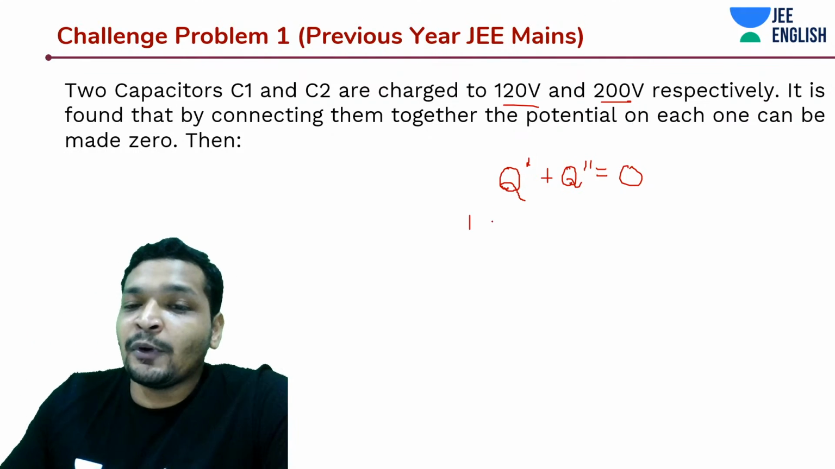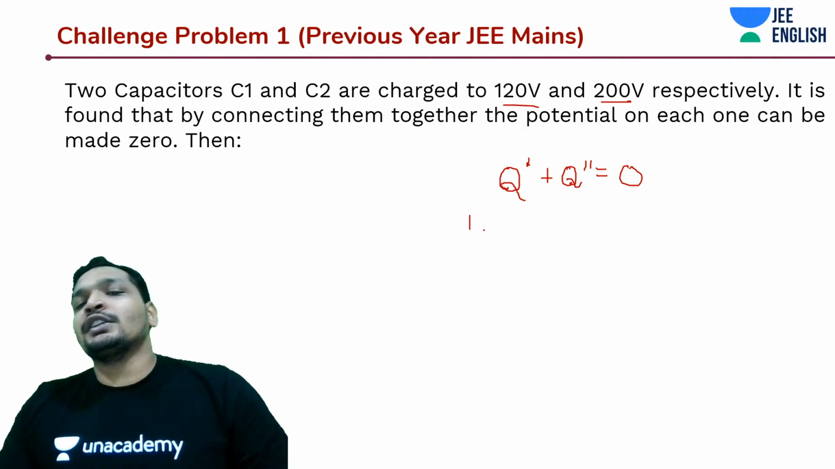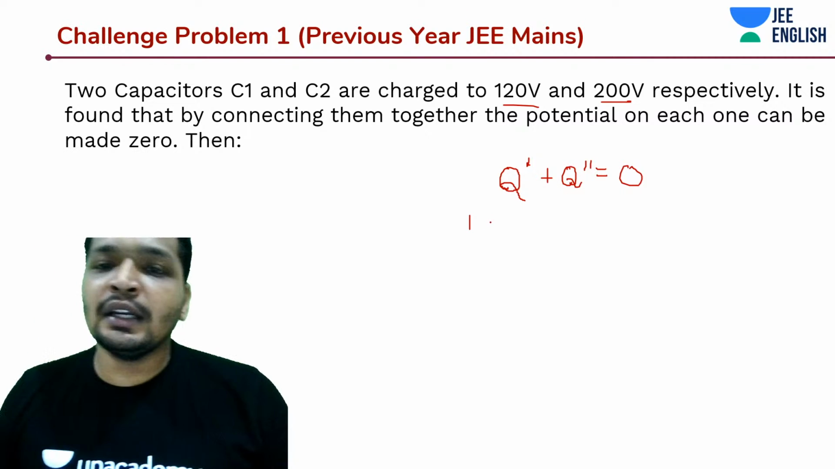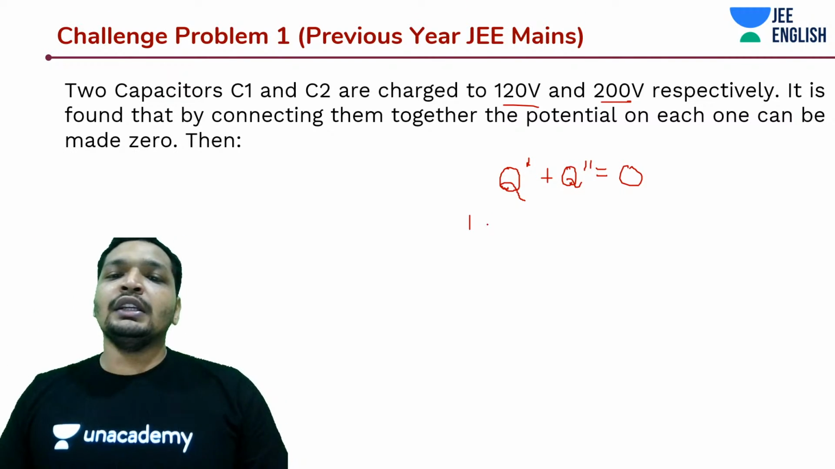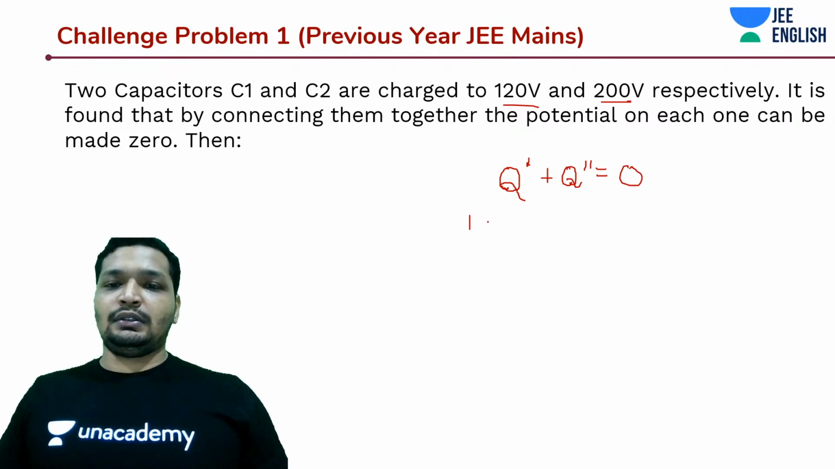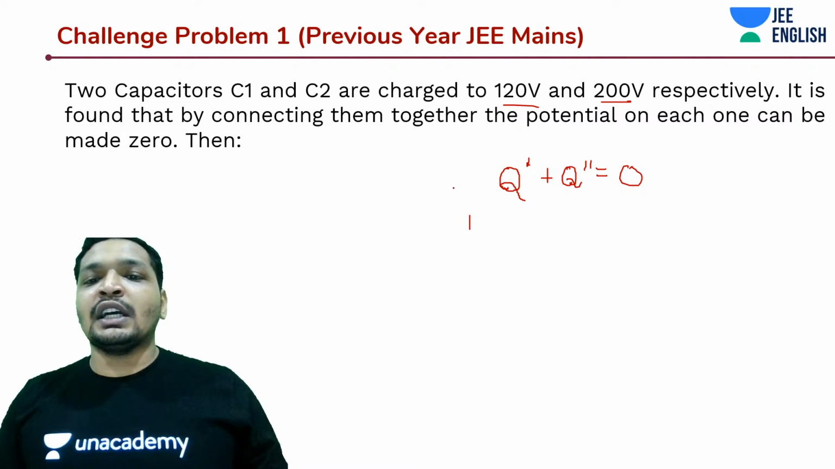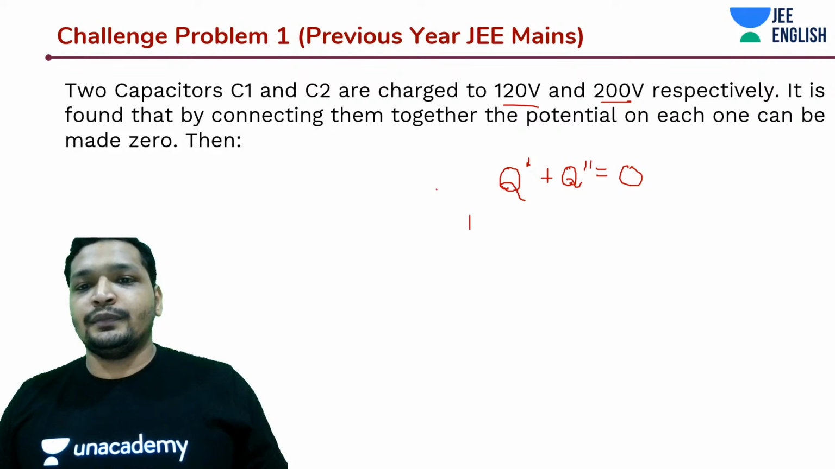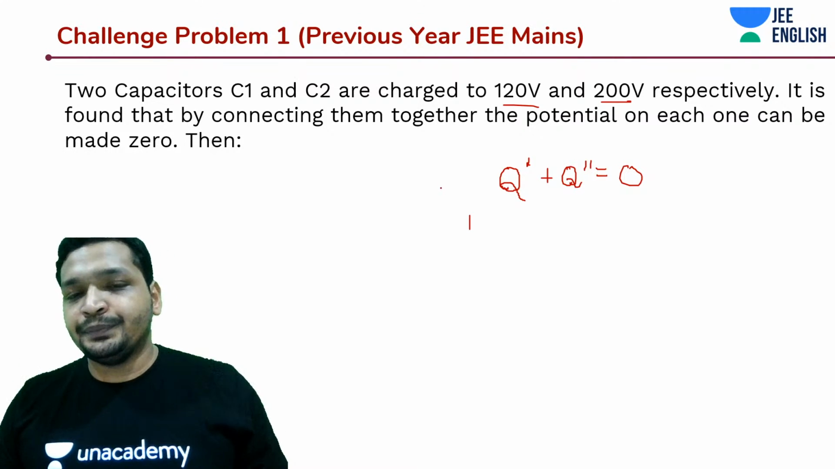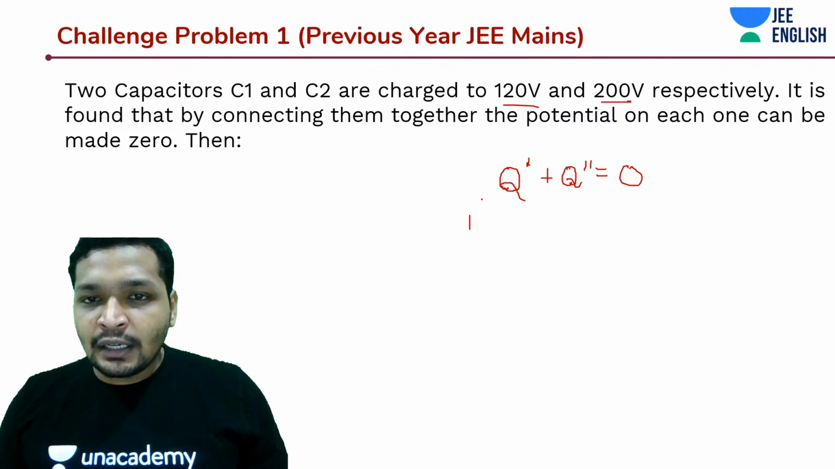So get started on this problem. It's a very easy problem. So couple of things you have to remember: the potential should be equated, and the other thing is you should be equating the charges. Okay, net charges should be equal. Okay, net charges should be equal. And they are connected in opposite polarity.